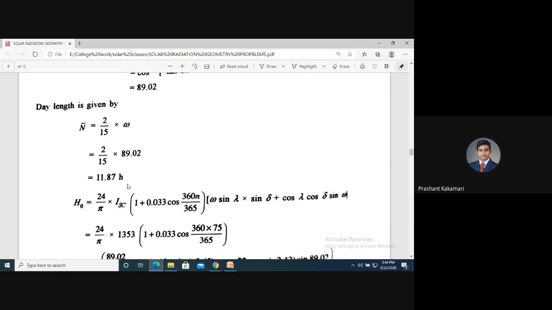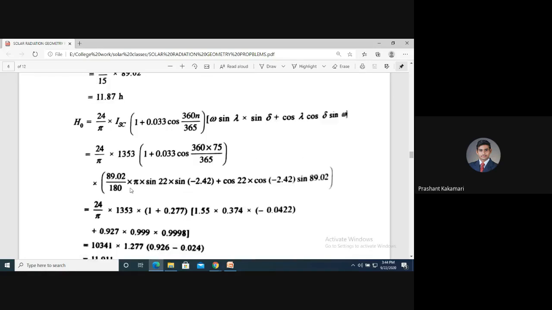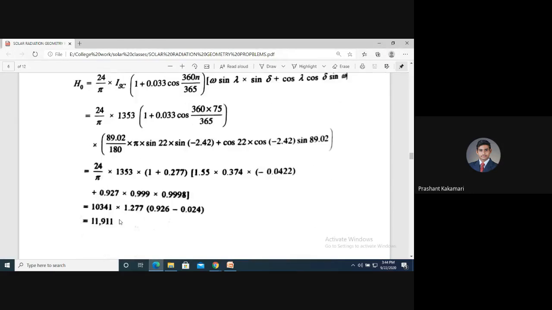Now recall once again the H naught and how to substitute the values in the H naught formula from the earlier cases. After substituting, you can find out the extraterrestrial radiation on March 16. So the N value is known, 75. The solar constant we are substituting is 1353 watt per meter square day for that given day. If it is for the month, we write watt per meter square, that's all. That indicates the average. So N is 75. Omega, you need to convert.